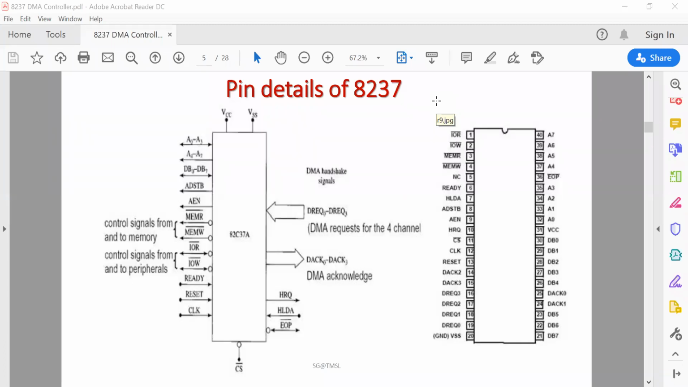So the 8237 IC is a 40 pin IC, and different pins are available through which the signals are coming. Like VCC, a 5-volt power supply, this one. The ground pin is also available.